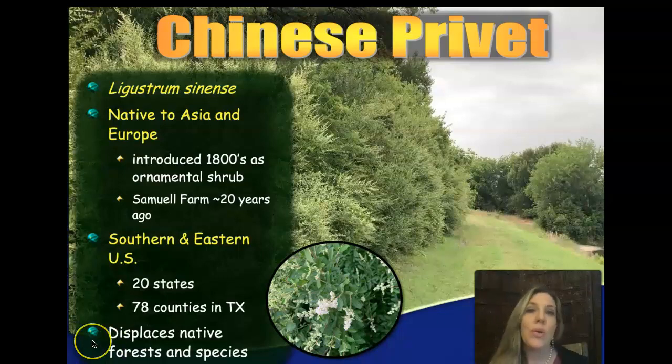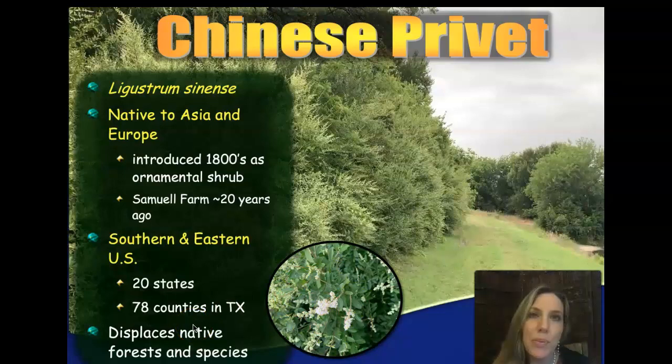So for example, when there's low light, it'll change how it grows so that it can adapt to that light. Another characteristic of Chinese privet that allows it to take over and outcompete natives is it has both sexual and asexual reproduction. So it can produce seeds, and it does. After these flowers are done, it produces tons and tons of seeds that will turn black at one time of the year. And it's just incredible.